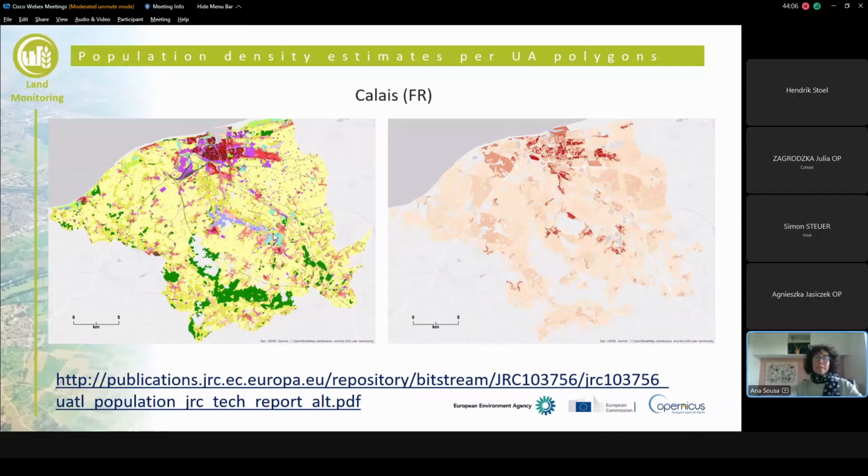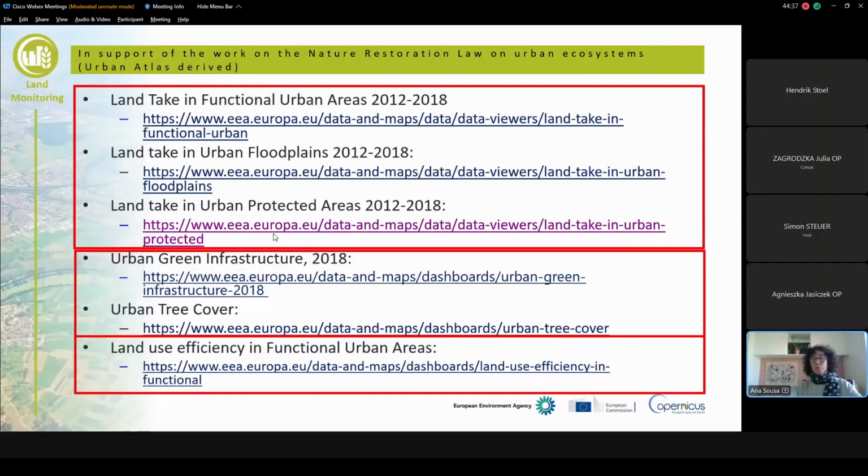This data set can give you a better idea of the spatial distribution of population than what you can get from a regular population grid. The population distribution is now in the polygons. So in the future, if we include building height information in this estimation, we will be even closer to reality. Now I'm moving on to show you some examples of the use of Urban Atlas data, hoping to inspire you for your future challenges.